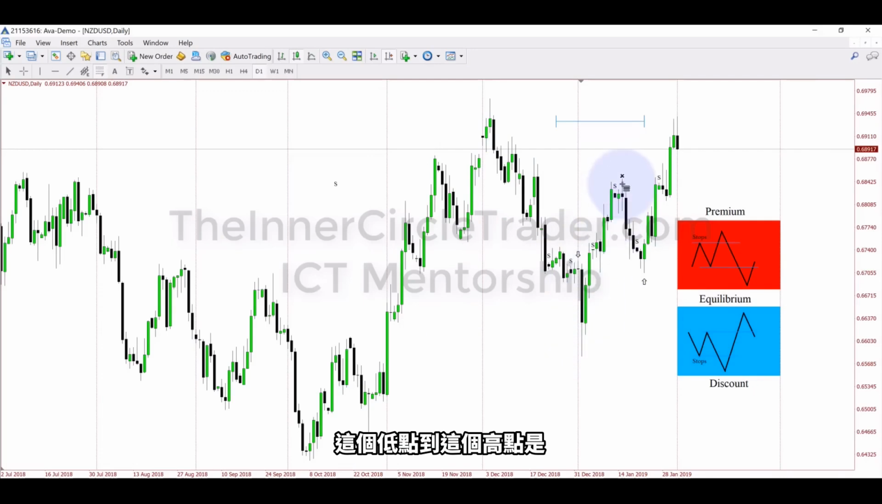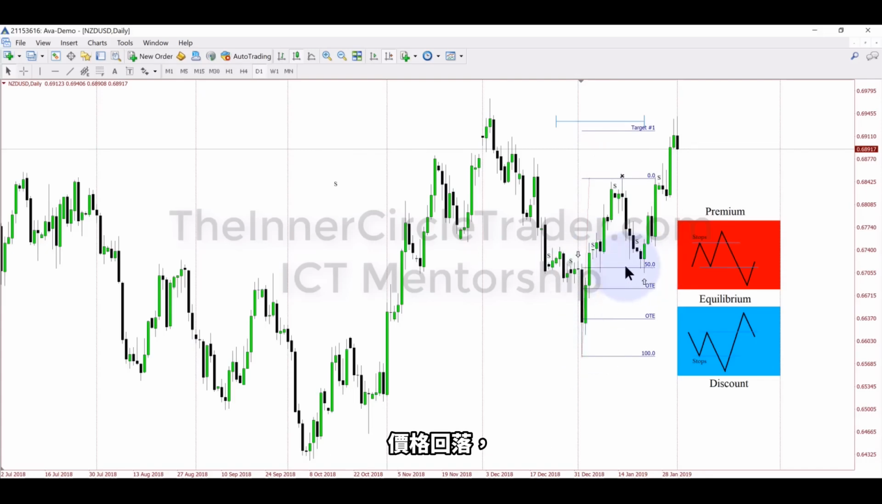This low to this high is our new present dealing range. Low to high. Let me slide over here so you can see it. There we are. So we have the high and the low defined.